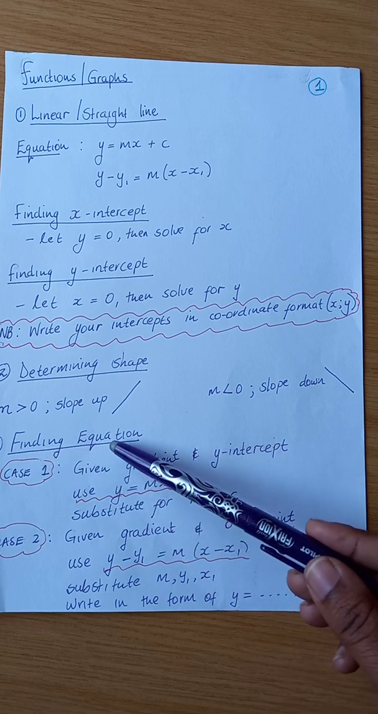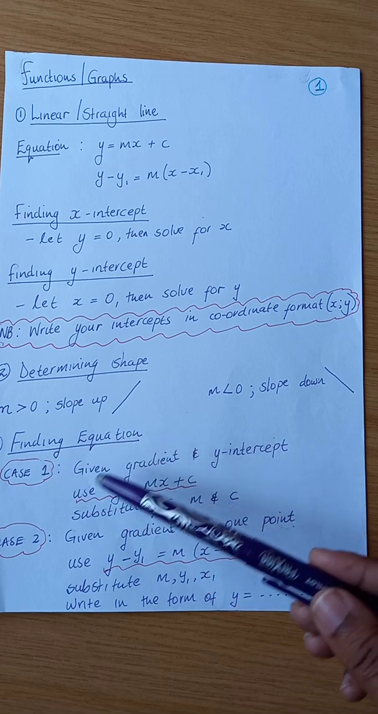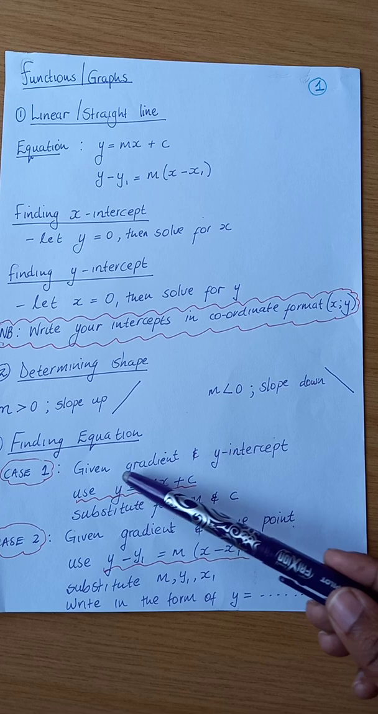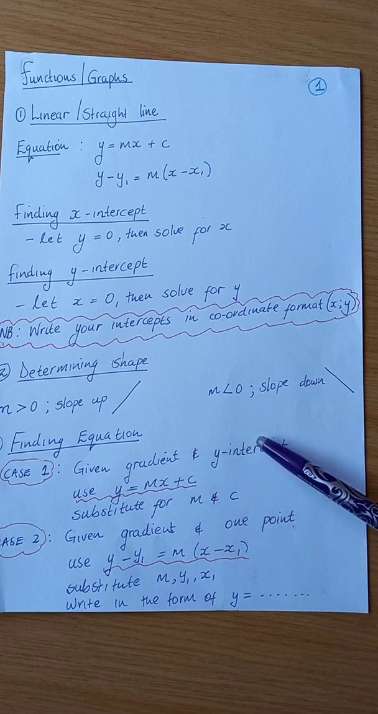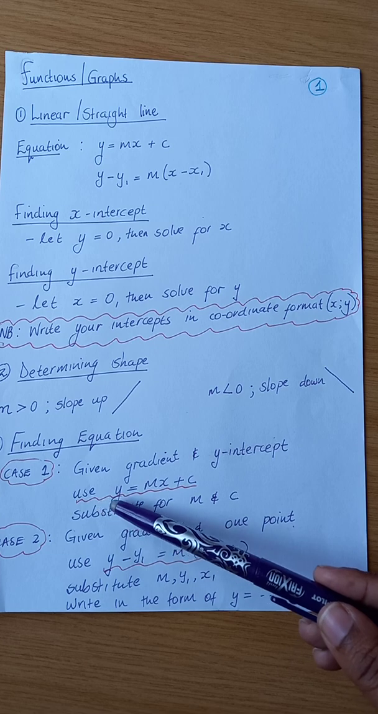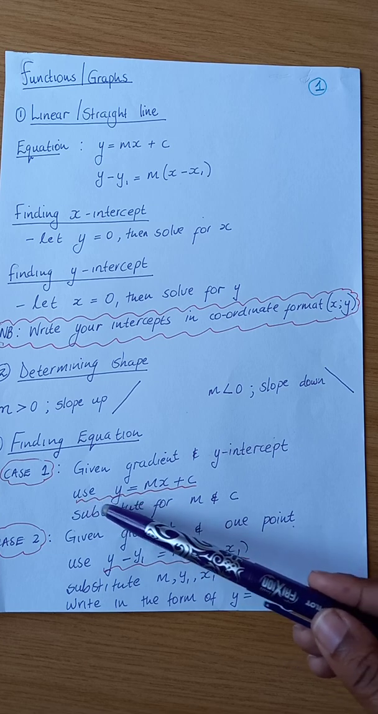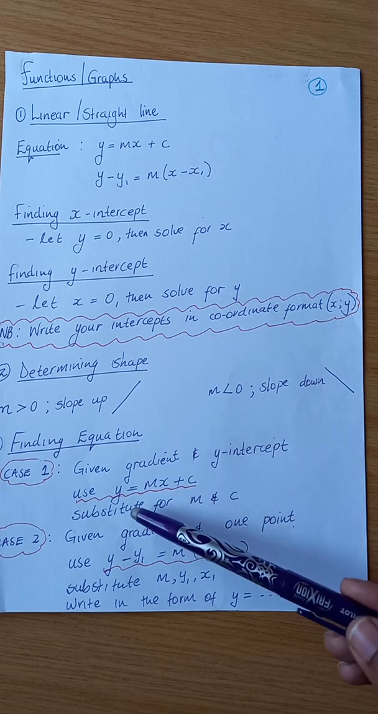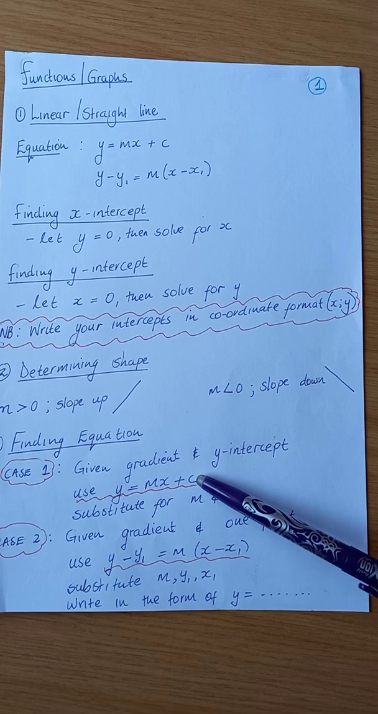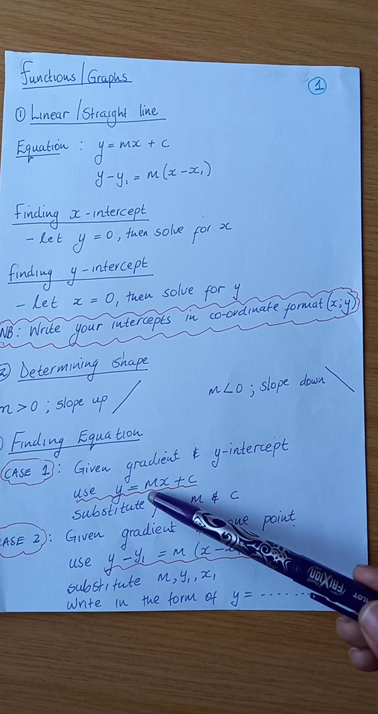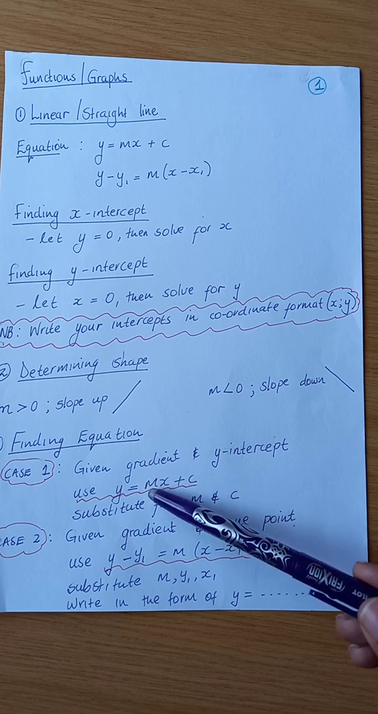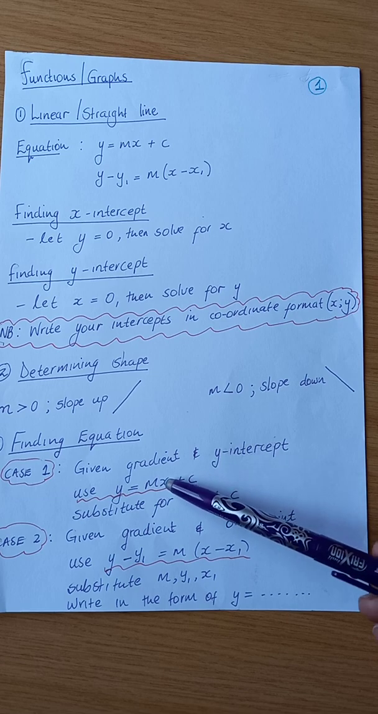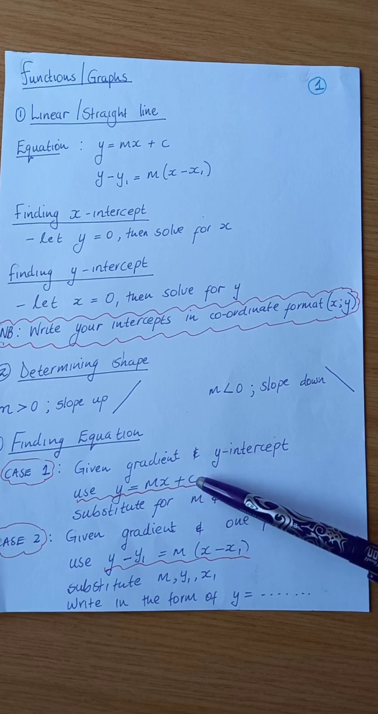Now, how do we find the equation for the straight line? There are two cases. In the first case, you will be given the gradient and the y-intercept. That is the easiest one because you will use the equation y = mx + c, which is our first equation. Then you will substitute c for your y-intercept and m for your gradient. Then you have the equation, and you write it in the form y = mx + c.